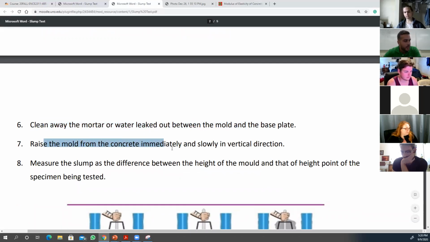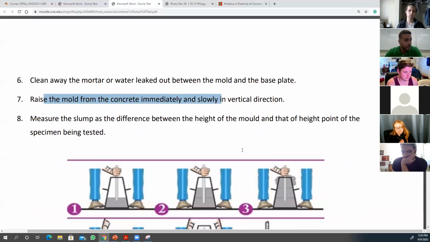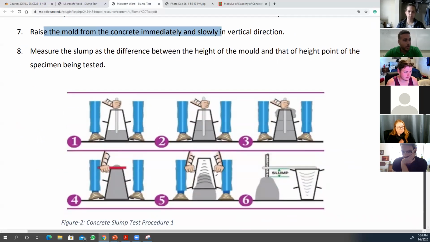Raise the mold from the concrete immediately and slowly in a vertical direction so you avoid any swing on the cone. And if you look at this figure, I believe it is a clear explanation of what he did in the video, right? 1, 2, 3, 4, 5, 6.